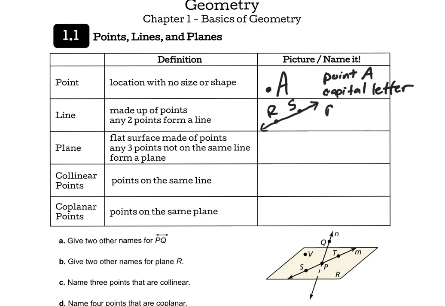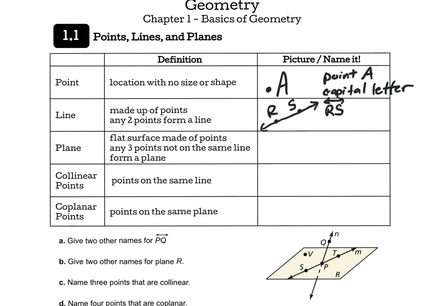When we name it, we have a couple of different options here. One way to name it is we could name it line RS. The symbol that we use is a line with an arrow on either end. You got to put an arrow on either end. If you don't, it means something else, and we'll talk about what that is later. But for right now, it's extremely important that we put an arrow on both ends.